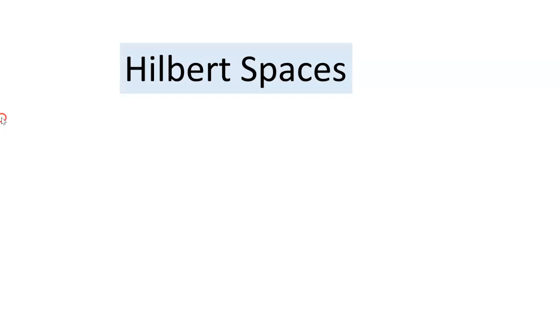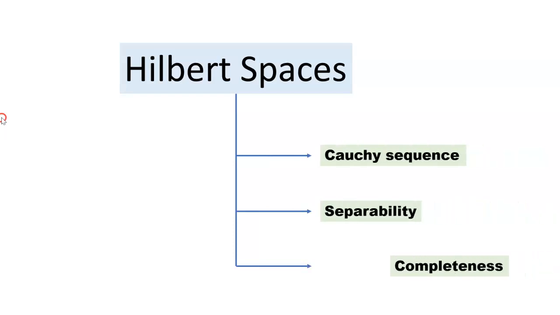In these and upcoming sessions, we will talk about two more properties of Hilbert spaces. But before you watch this video, I would recommend you to watch my previous video where I have given some basic properties of Hilbert spaces. Now I have divided this topic in three parts. First is the Cauchy sequence, second is the separability of the Hilbert space, and third is the completeness of Hilbert space. Now to understand the separability and completeness of Hilbert spaces, we must know about Cauchy sequences.